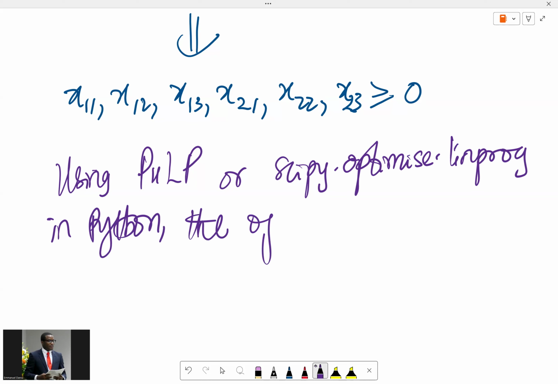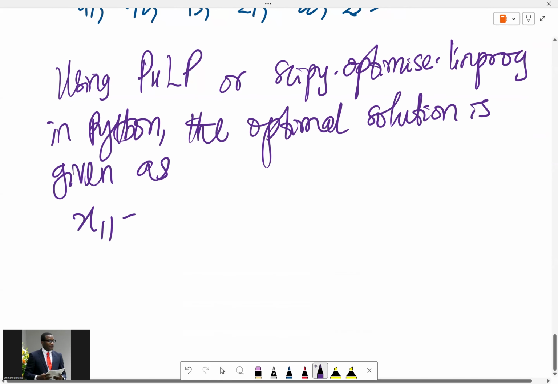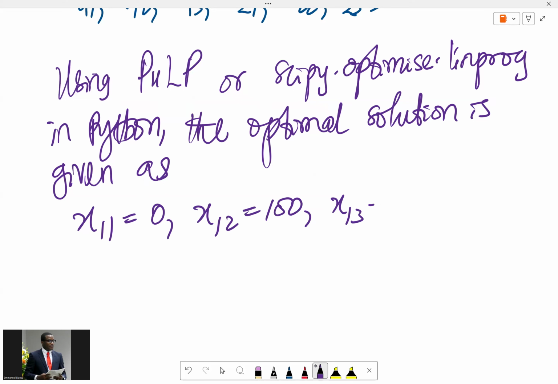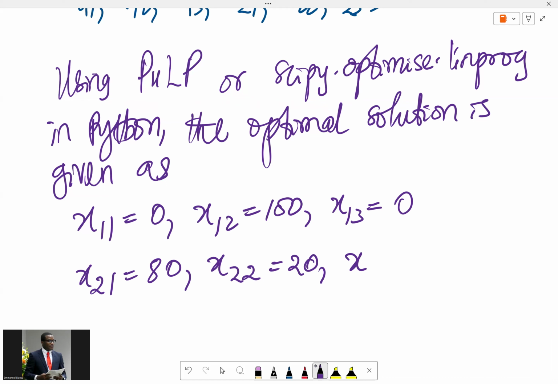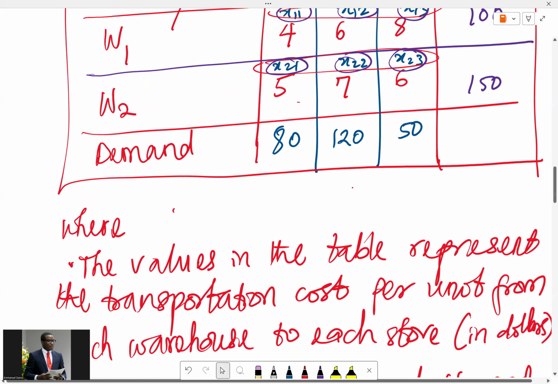The optimal solution is given as x11 equals 0, x12 equals 100, x13 equals 0 again. Then x21 is 80, x22 is 20, and x23 is 50. Okay. And as a result of that, if you put all of that into the objective function, you get 1440.